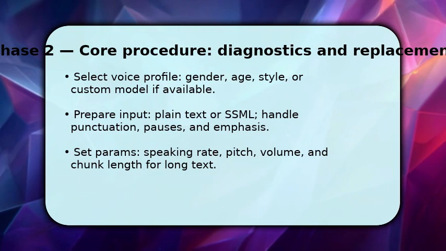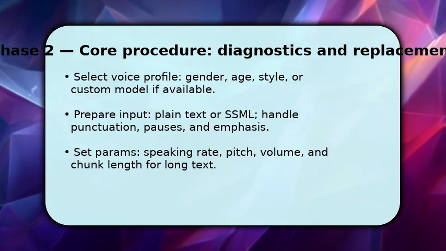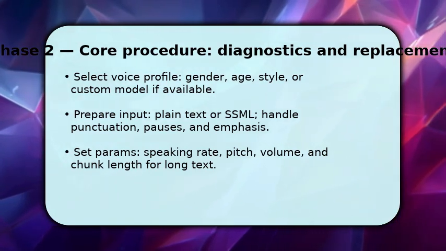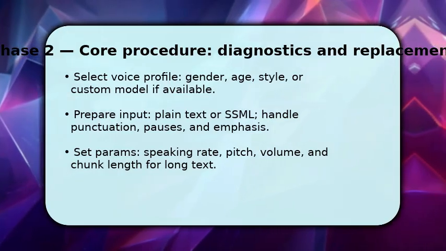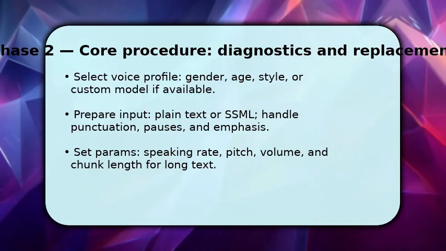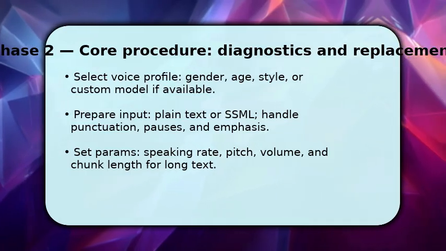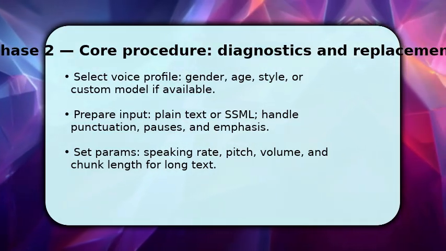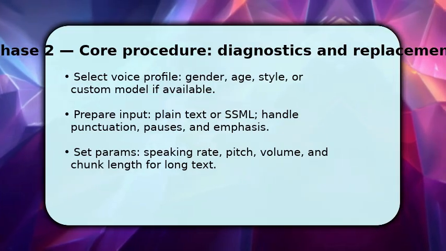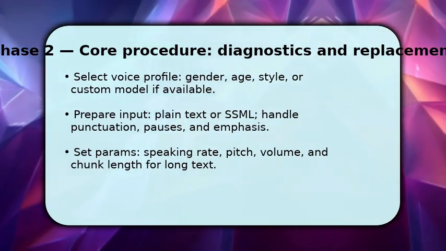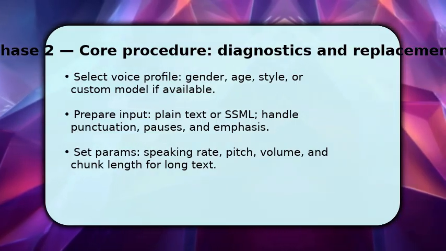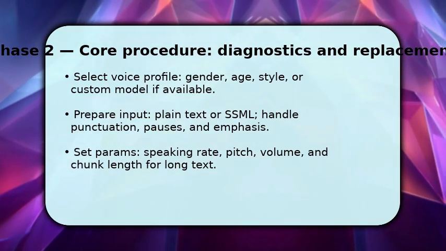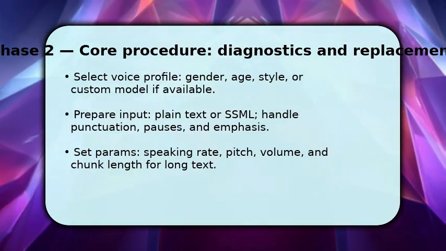Now configure the voice and text so output sounds natural. Choose a voice profile, gender, age, or a named model, and pick a style that fits your use case, because voice choice affects clarity and user trust. Prepare your input as plain text or SSML to control pauses, emphasis, and pronunciation. Use short sentences for long passages. Then set speaking rate, pitch, and volume, and decide on chunk length for streaming large texts to avoid timeouts and memory spikes.